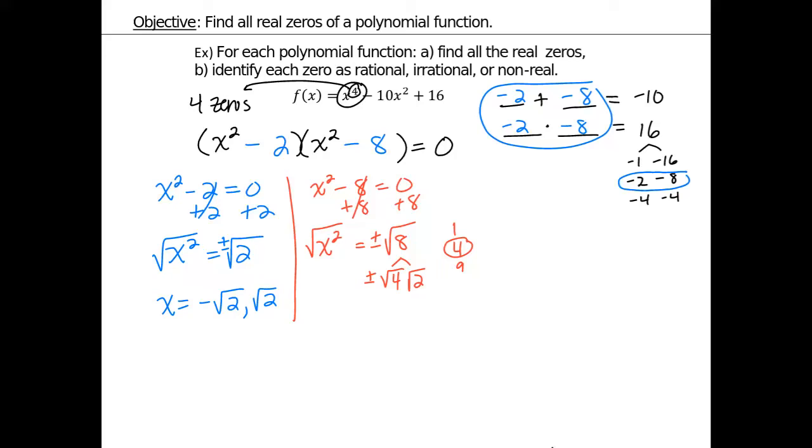And then the square root of 4 is 2. So my answers here are going to be x is equal to a negative 2 root 2 and a positive 2 root 2. And then I need to classify if it's rational or irrational.